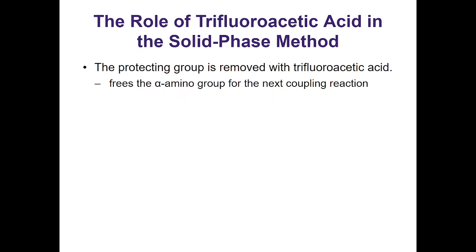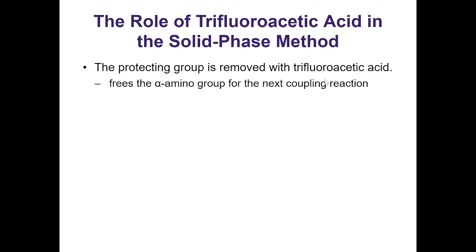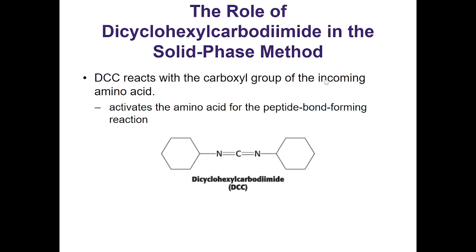Okay, so the protecting group in this case is removed by trifluoroacetic acid. This will free the amino group. We can then proceed with the next coupling reaction once that's freed. All right. So DCC is going to react with the carboxyl group of the incoming amino acid. This will activate the amino acid for the peptide bond forming reaction. Remember, in these cases, we're synthetically building these things usually onto a scaffold, and so we need to activate these. Normally, that activation would have been done by the enzyme sets in the body, right?